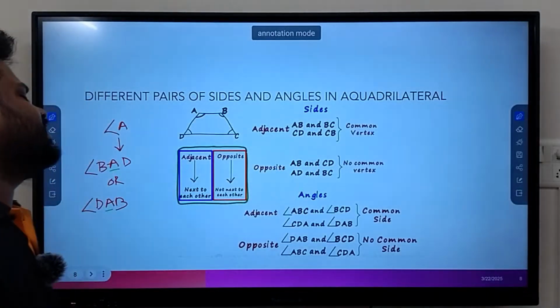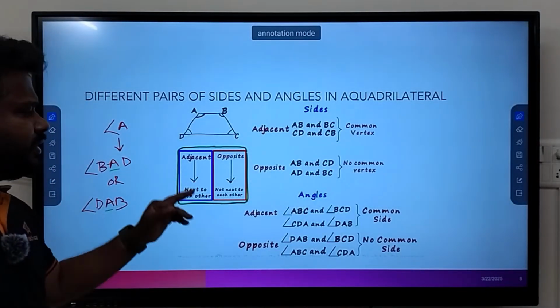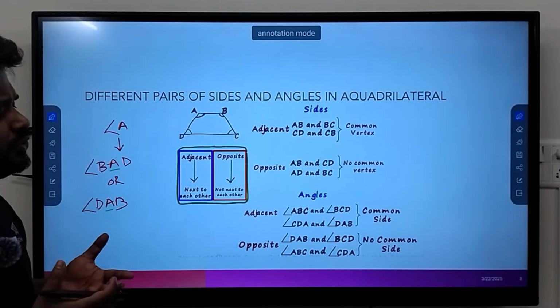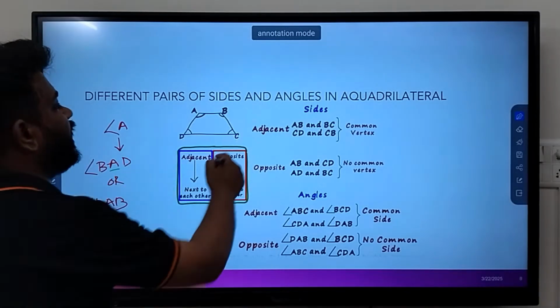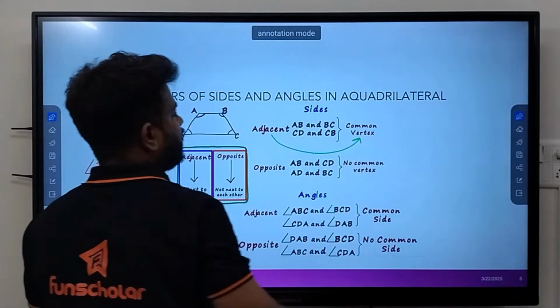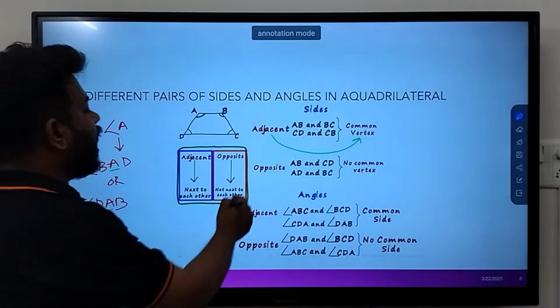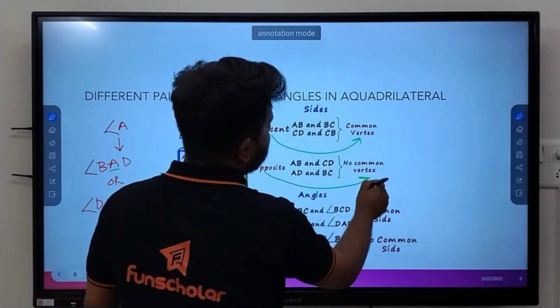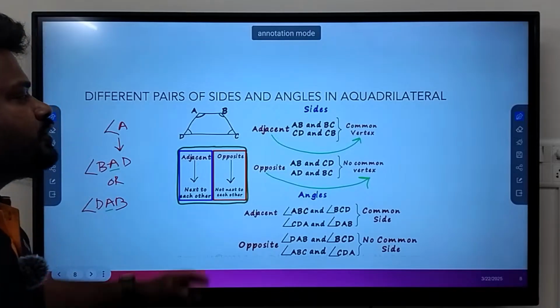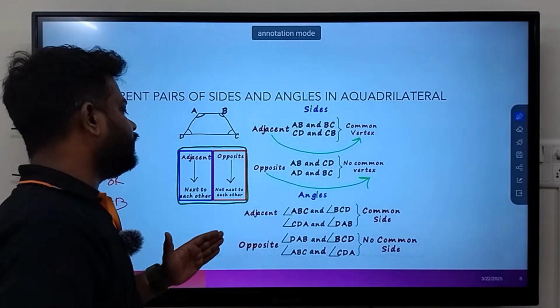So AB and BC, and CD and CB, will be the adjacent sides of this. Why are they adjacent? Because they have a common vertex. And why are they termed the opposite sides? Because they don't have any common vertex.